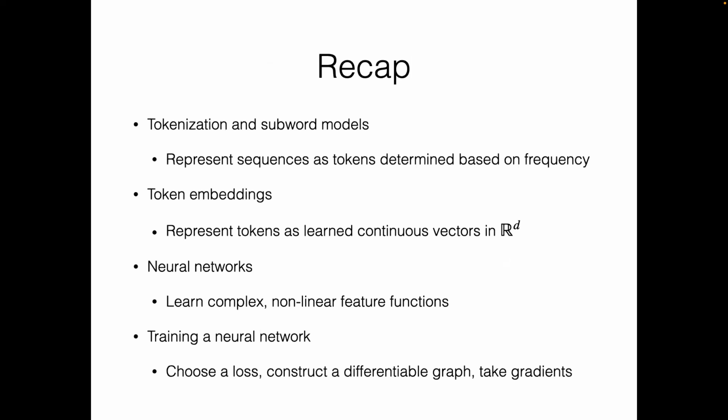So to recap, we covered a lot today. I talked about tokenization and subword models, so how you represent the tokens as input. Then we talked about representing them as learned continuous vectors and these simple neural network architectures. And then we went into some of the details of choosing a loss function, constructing this graph, and performing gradient-based optimization.